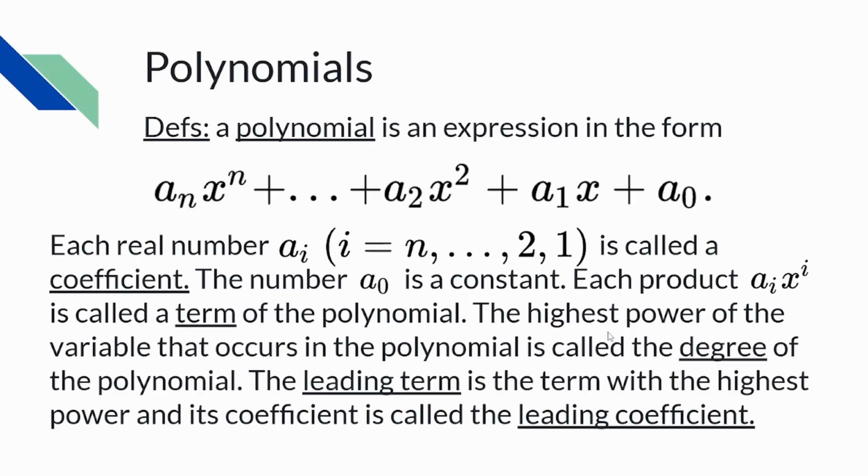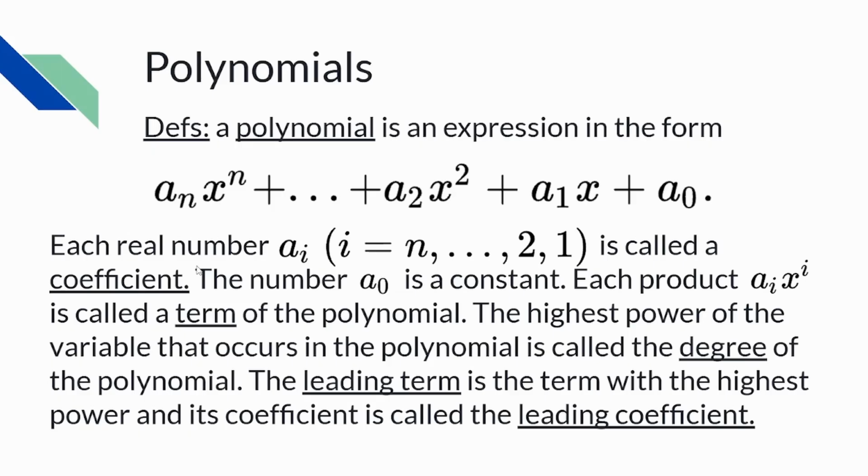Moving on, the highest power of the variable that occurs in the polynomial is called the degree of the polynomial. All right, so this is a degree n polynomial in its general form. The leading term is the term with the highest power, so that's a sub n times x to the n. And its coefficient is called the leading coefficient. Okay, so that's a sub n.